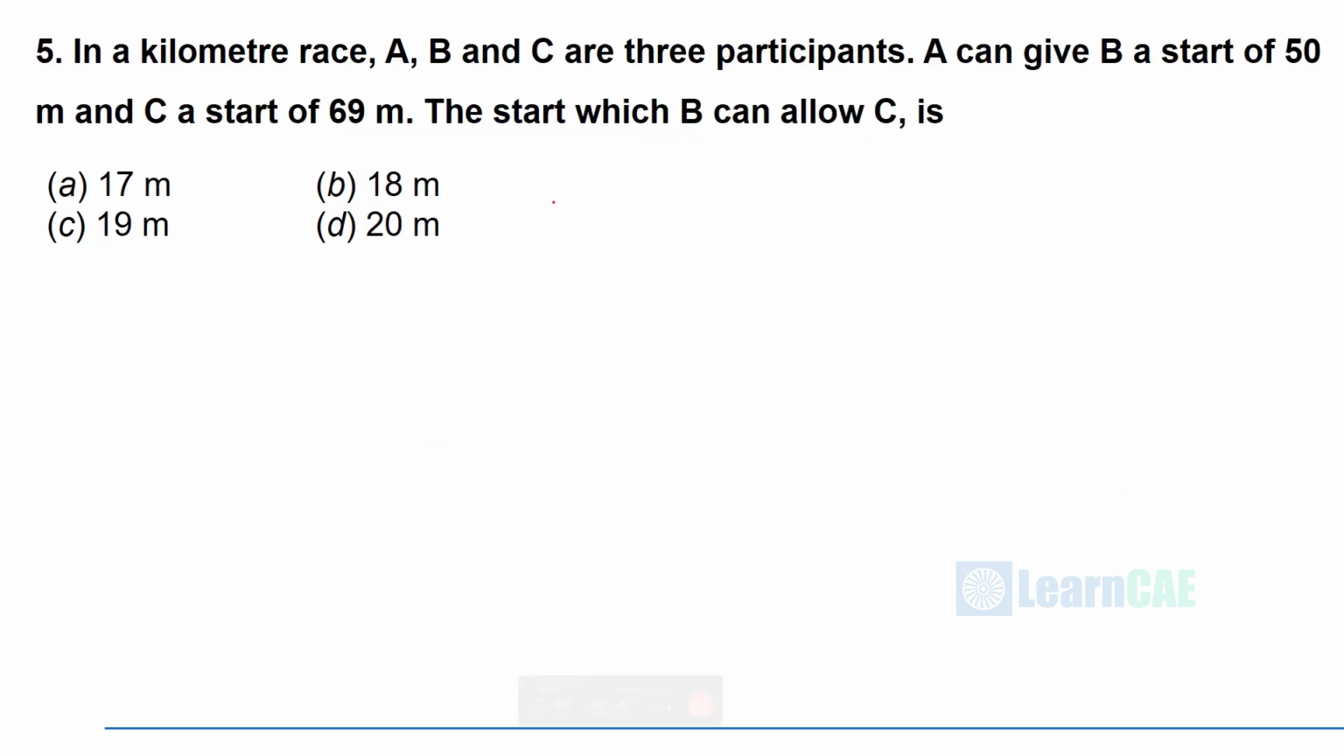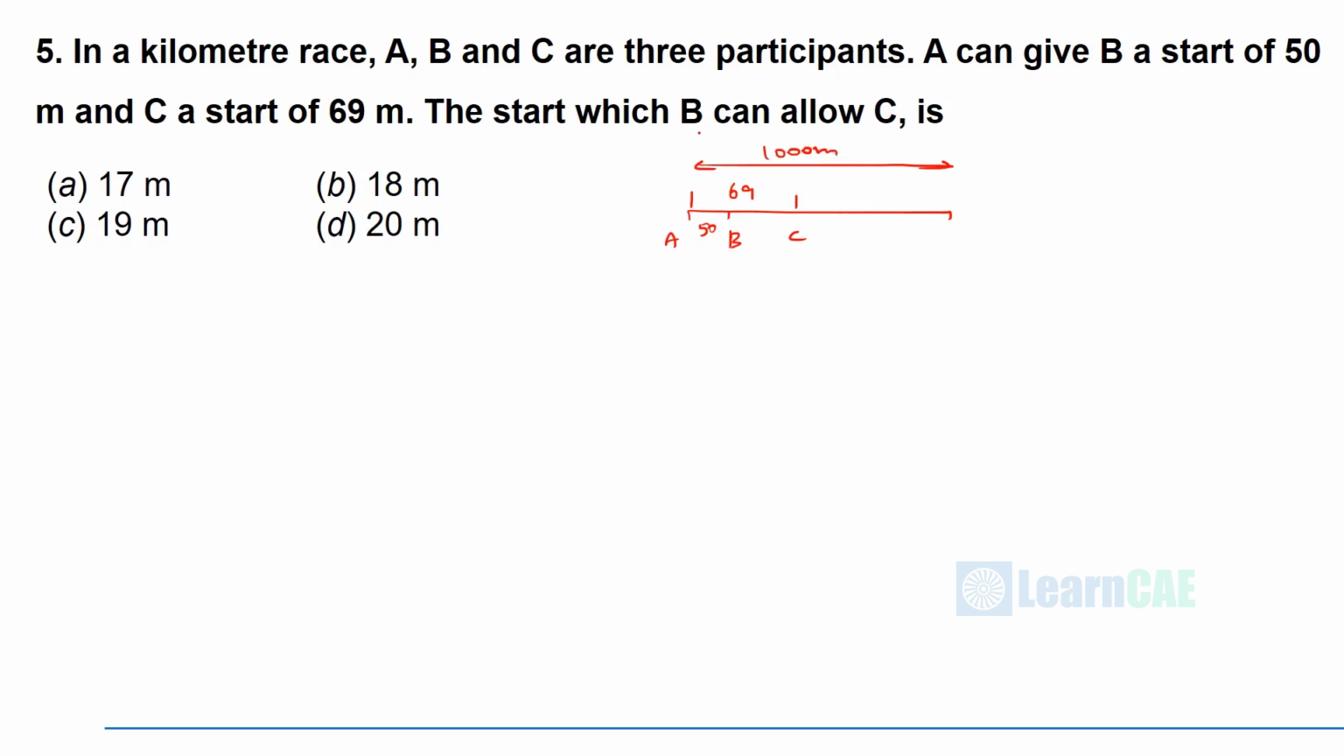Next question. In a kilometer race, A, B, C are three participants. A can give B a start of 50 meter and C a start of 69 meter. The start which B can allow C is, okay. So this is the track. A, B, C. So the distance between A and B is 50. This is possible because A can run faster and then cover at the same time. The distance between A and C is 69. The overall distance is 1000 meter.